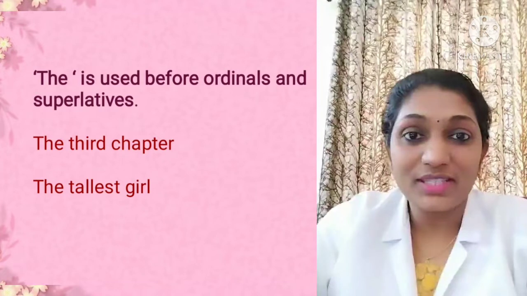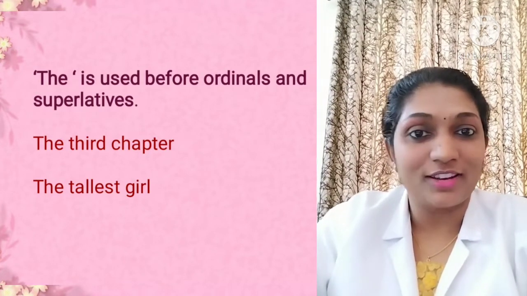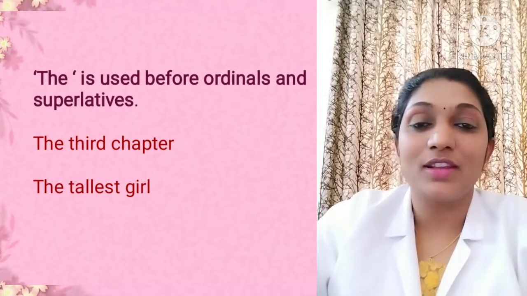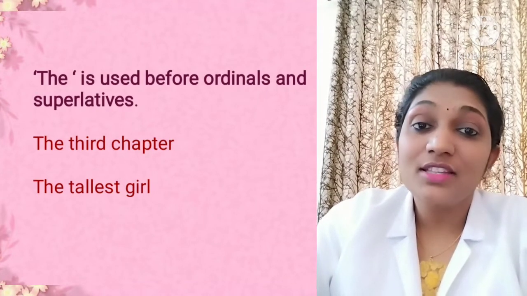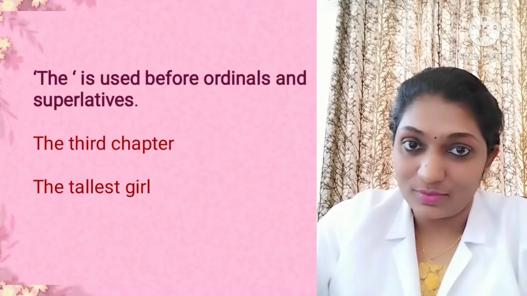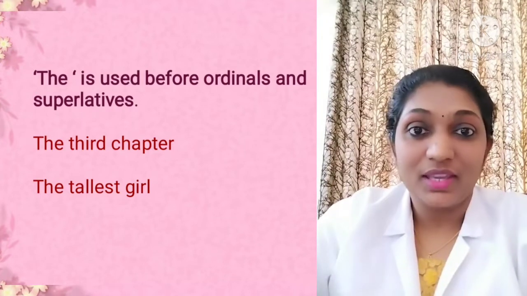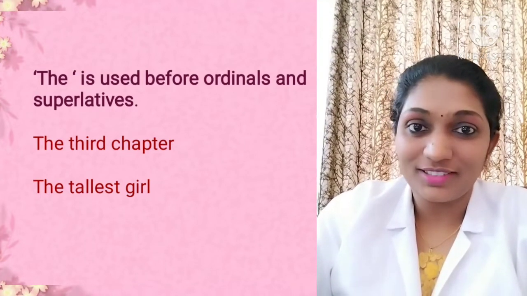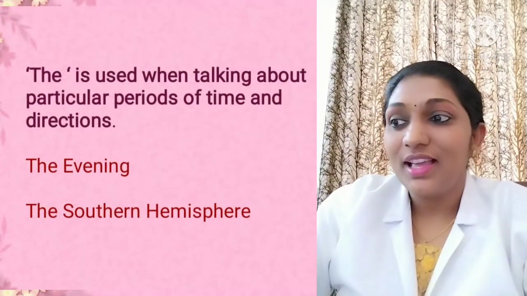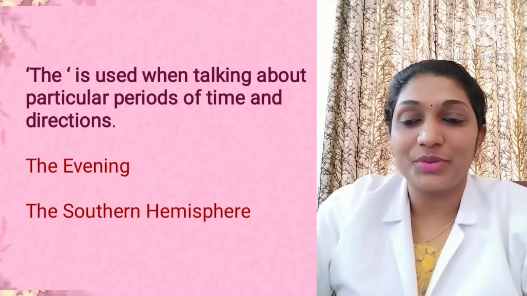You all have already studied about comparative and superlative degree, isn't it? Tall, taller, tallest, small, smaller, smallest. Here smallest, tallest, biggest. All these are superlative degrees, superlatives, isn't it? So before superlatives also we will use the tallest, the smallest, the biggest. Understood? The next one, the is used when talking about particular periods of time and directions.